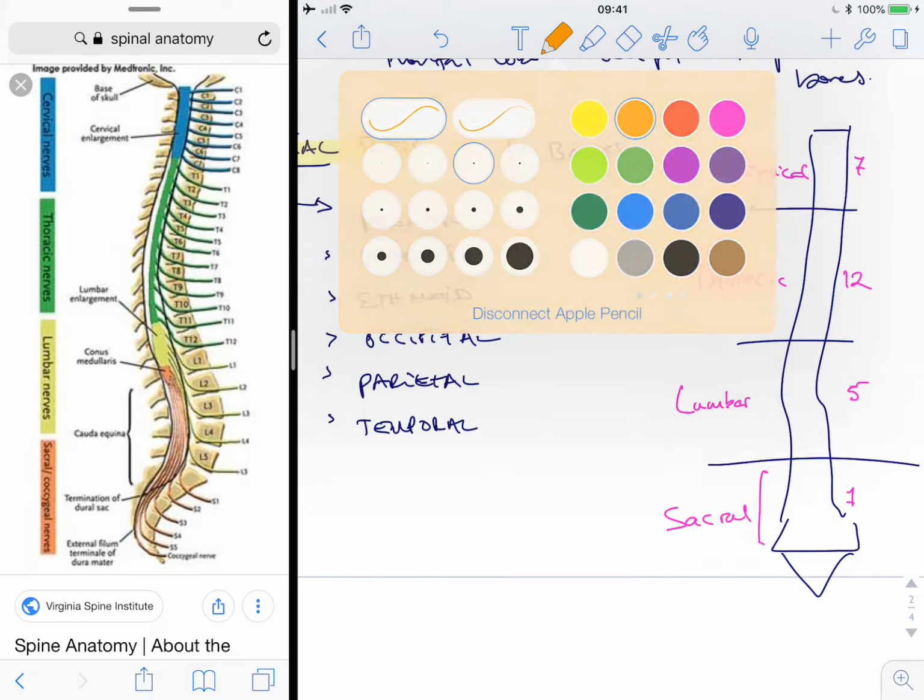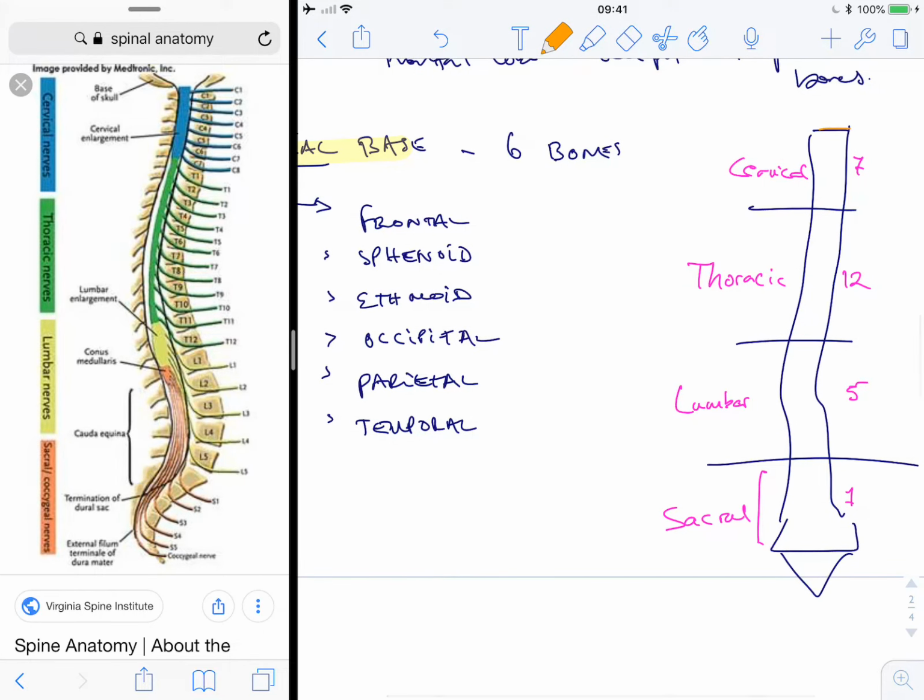And then in terms of nerves, and nerves we'll do with orange, you have 1, 2, 3, 4, 5, 6, 7, 8 that come out of the cervical. You have 12 that come out here, 12, and then 5 for lumbar, 1, 2, 3, 4, 5, and then 5, and then 1 that comes out of here, which, this area here is the coccyx.